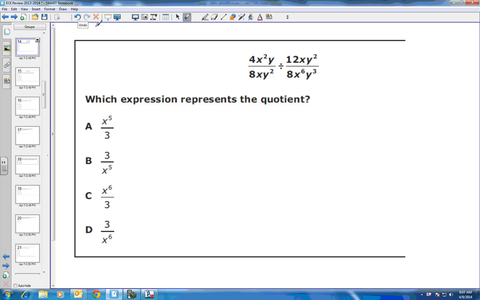Okay, so here's the first one. We are actually on page 26, so everyone turn to page 26. Okay, and everyone should have a calculator.